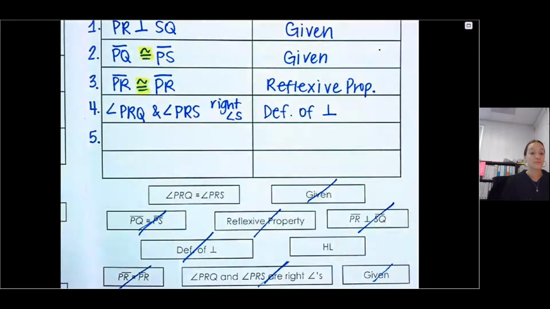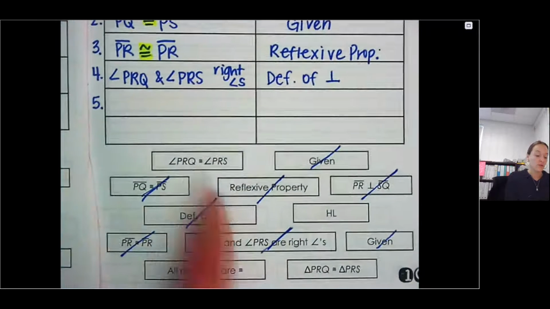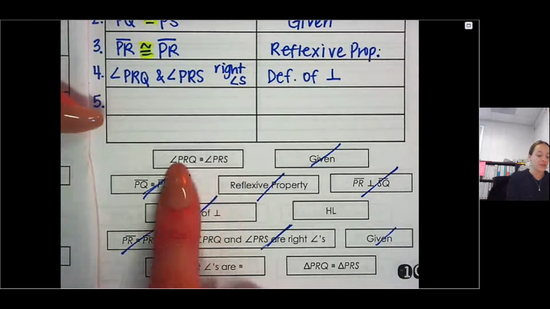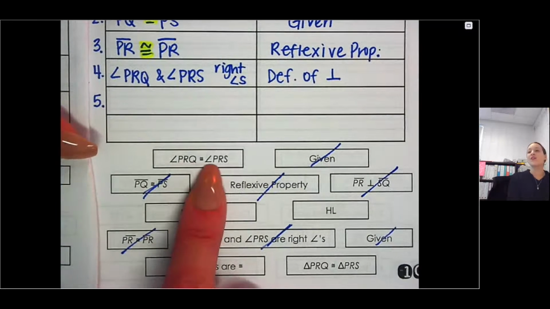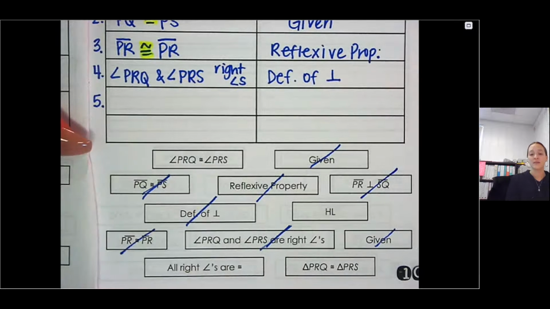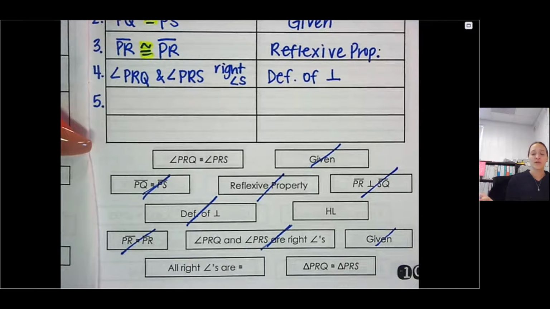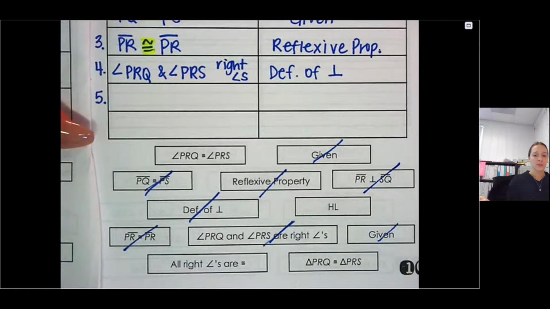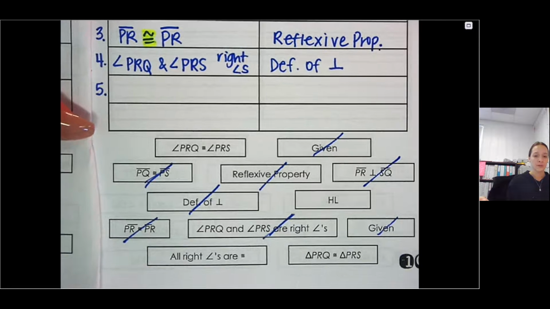The angles what? Good, that these 2 angles are congruent. And how do you know that they're congruent? What's the only other option there? Yeah, all right angles are congruent. They're both right angles, so they're both 90 degrees.